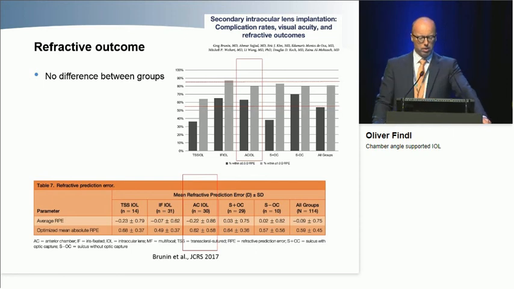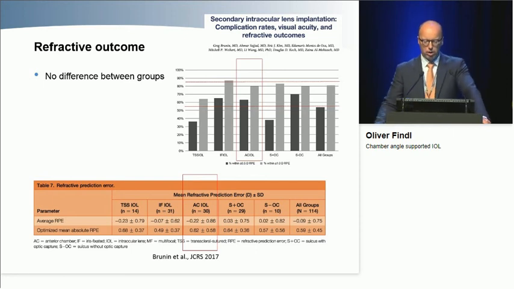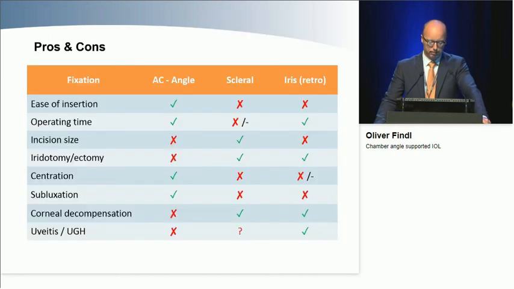Here, refractive outcome, the paper by Brunnen again, and what you can see here is within plus or minus half a diopter, within plus or minus 1 diopter, and you can see here we're actually very, very close to all the other types, whether it's suture fixated, iris fixated, or scleral positioning with or without optic capture. And actually we're very close here to what the UK defines as where we should be for capsular bag positioned lenses.